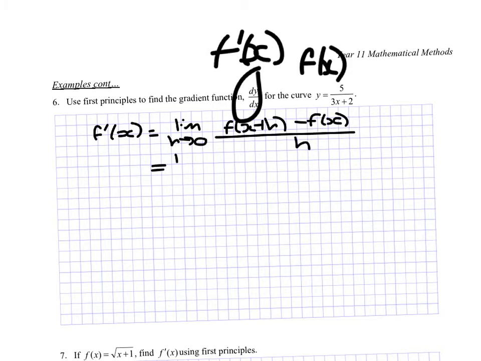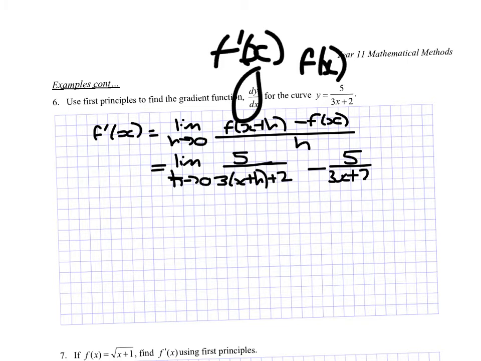So let's substitute in the values we've got here. It's going to be limit as h approaches 0 of 5 over 3 bracket x plus h plus 2, take f of x, which is 5 over 3x plus 2. Okay, now we're going to put that all over h.